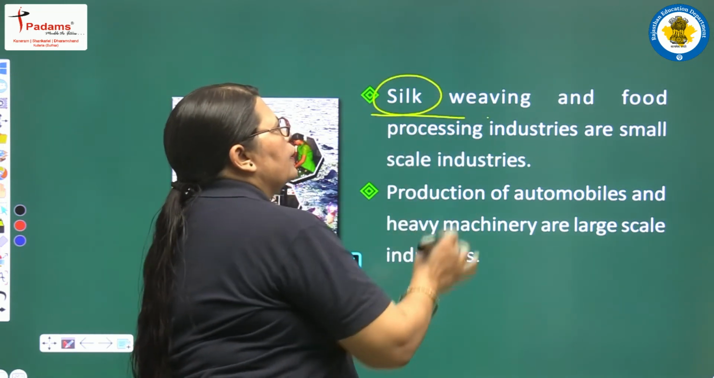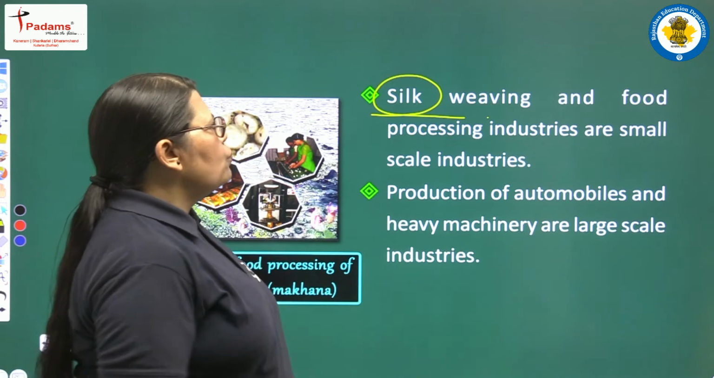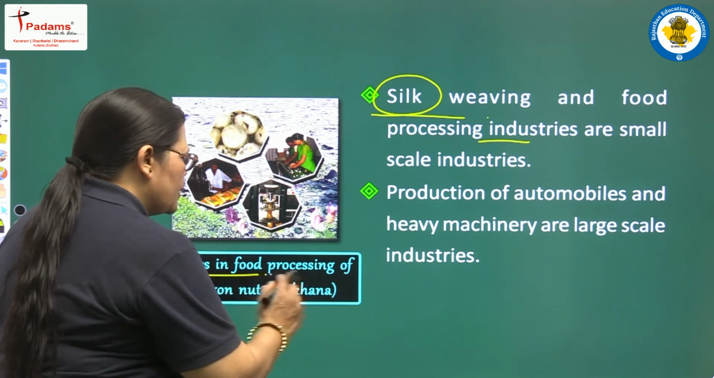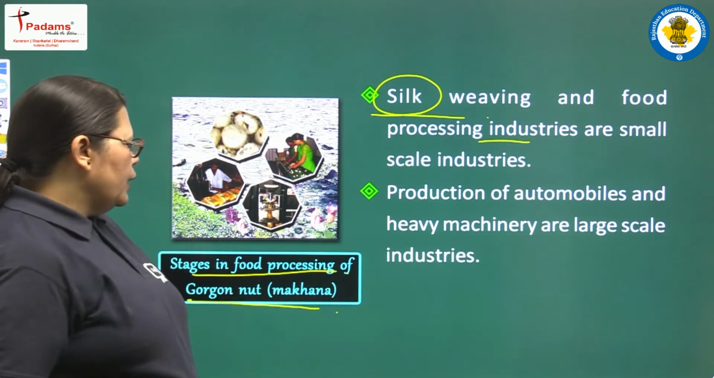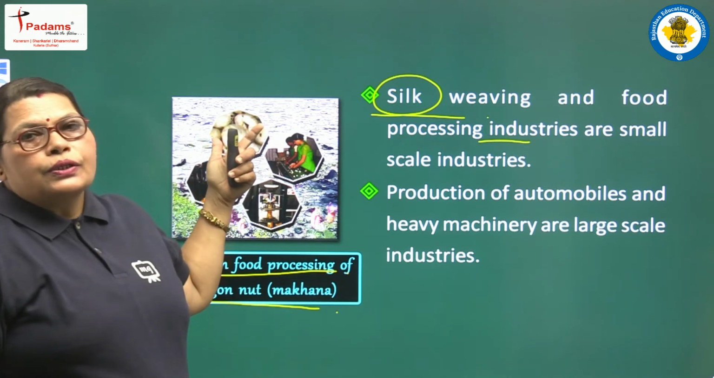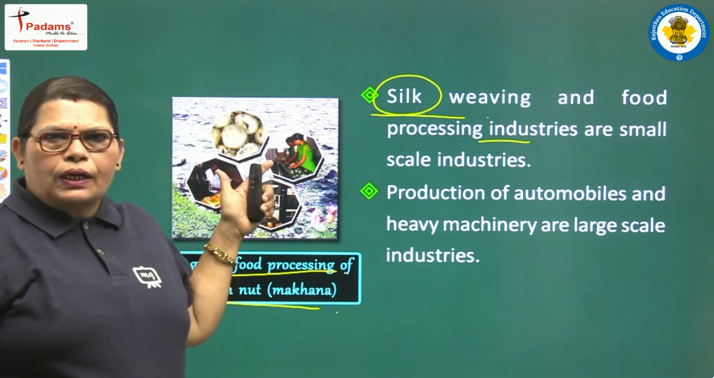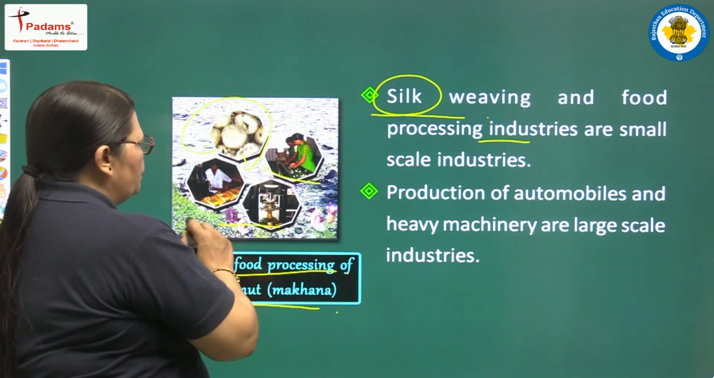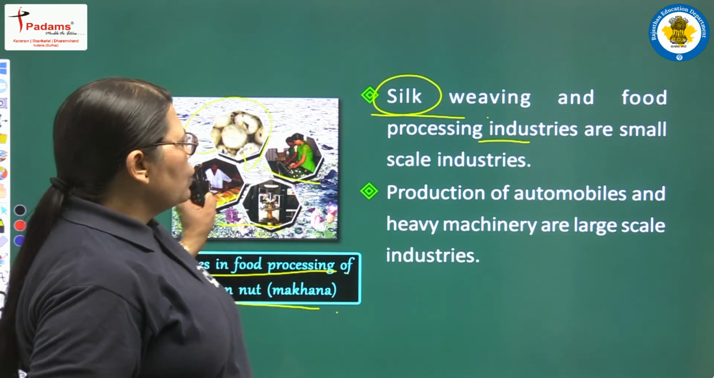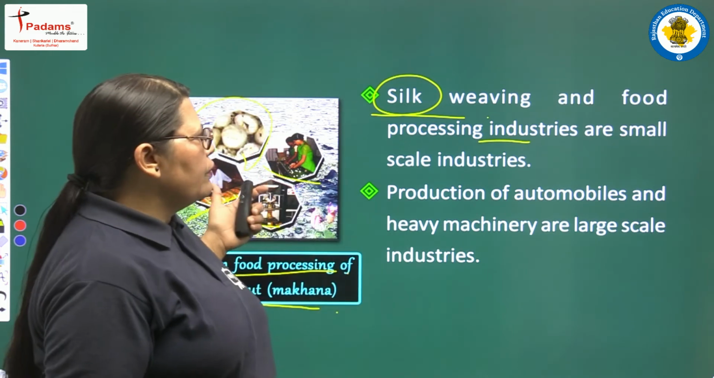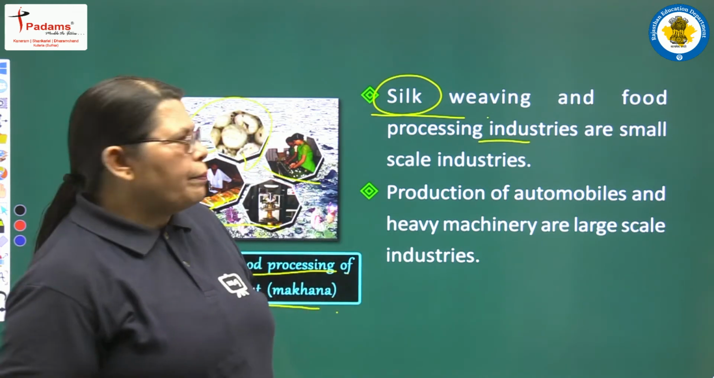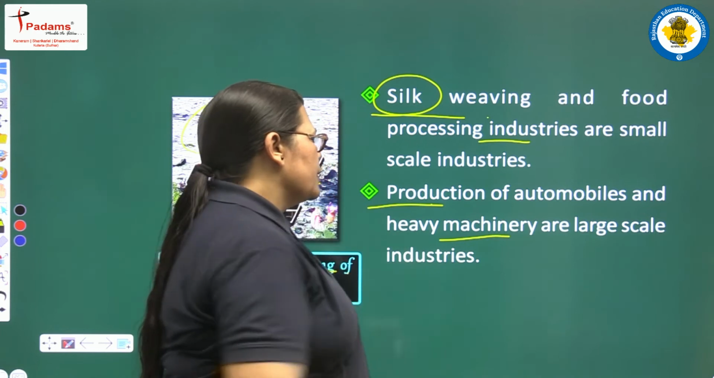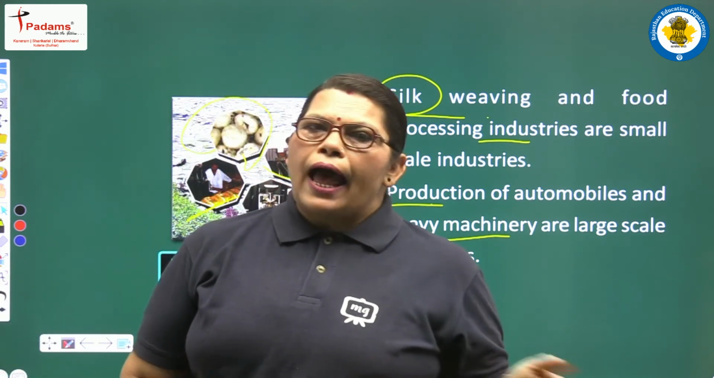When we are including silk weaving and food processing industries, these are small scale industries. Food processing of groundnut and makhana, which we use during fasting and vrat, all these are made in the small scale industries. These are the different processes used by the small scale industrialist, and all these are made with a small amount of capital. When we are talking about the production of automobiles and heavy machineries, these all are included in the large scale industry.